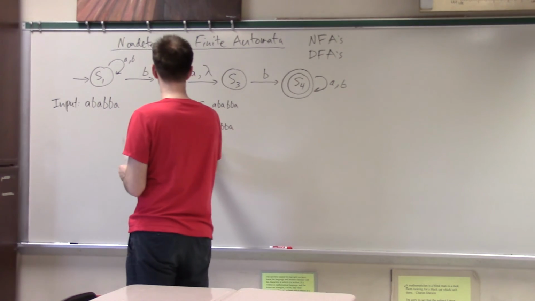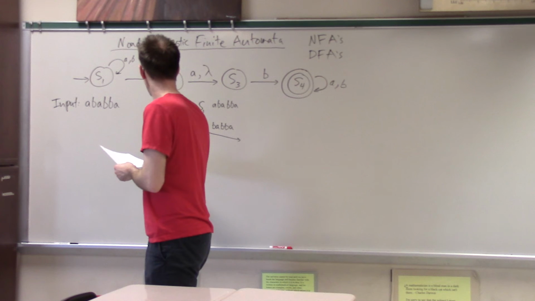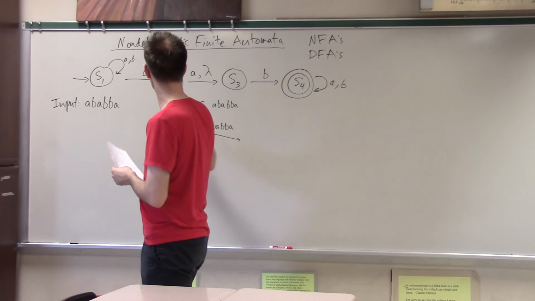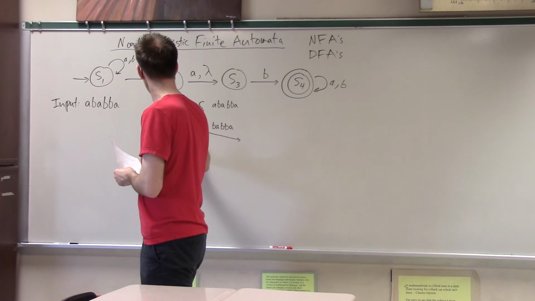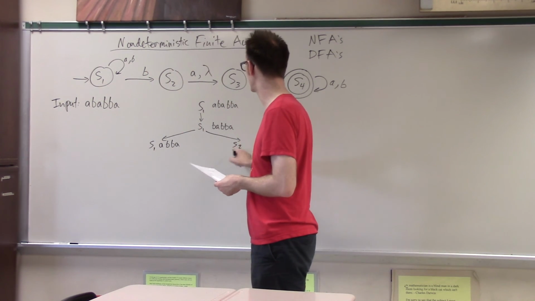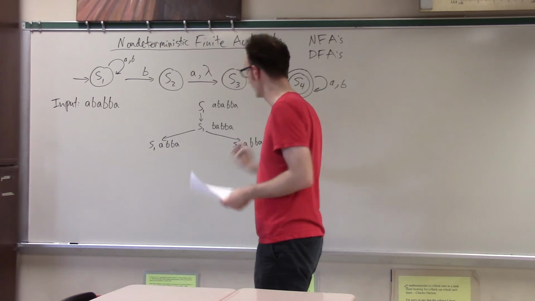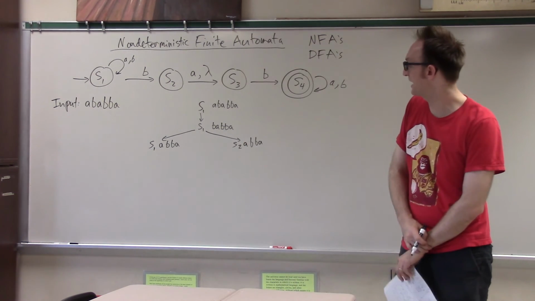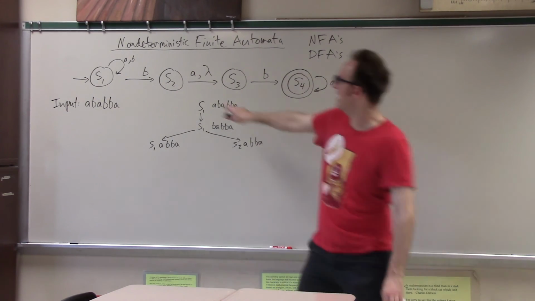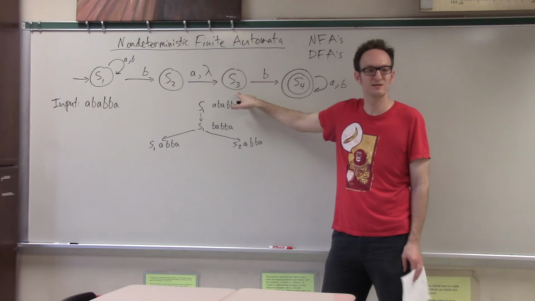Alright, so let's indicate that. So here are some arrows. I go to state S1, and I have read this B, so what remains is A, B, B, A. And on the other hand, I go to state S2, and I've also read a B, so I'm in A, B, B, A. Okay, but another weird thing happens, which is, whenever I'm in state 2, I automatically get a free pass to state 3.